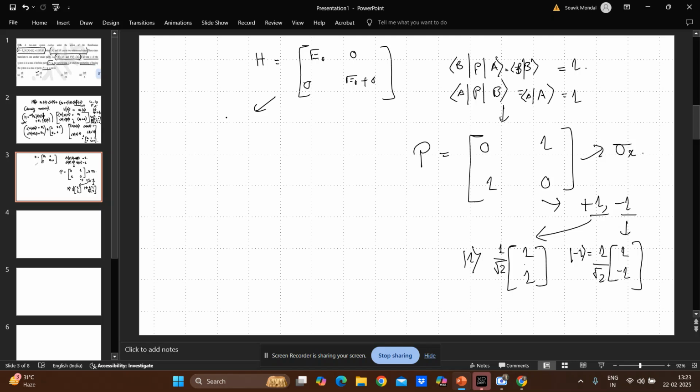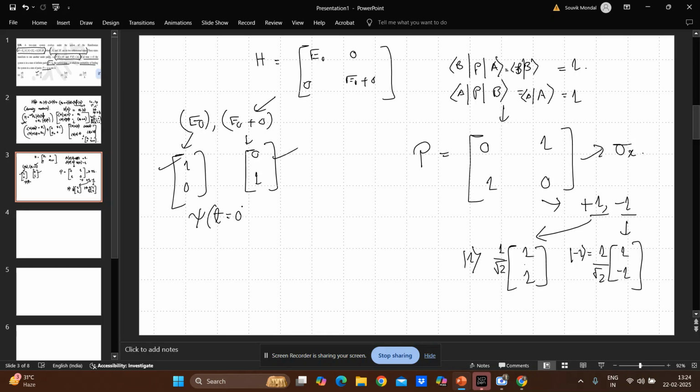Similarly, for the Hamiltonian, the eigenvalues are E naught and E naught plus delta. And for E naught, the eigenvector is 1 0, and for E naught plus delta, this is already a diagonal matrix, right? Only the diagonal entries are there, so it is already diagonalized, so you don't need to bother about the eigenvectors. It's simply 1 0 and 0 1, right? For any diagonal matrix. So these are the two eigenvectors for H, and these are the two eigenvectors for the parity operator. And now they have said that psi at t equal to 0 is the eigenvector corresponding to P equal to plus 1, right? So 1 by root 2 times 1 1, right?